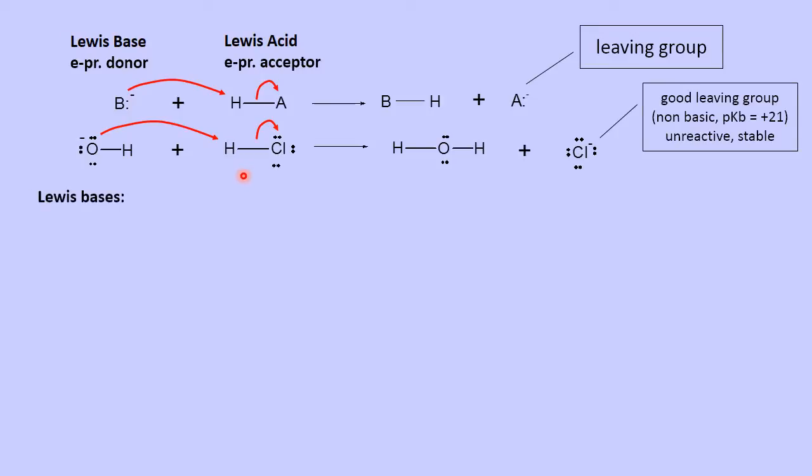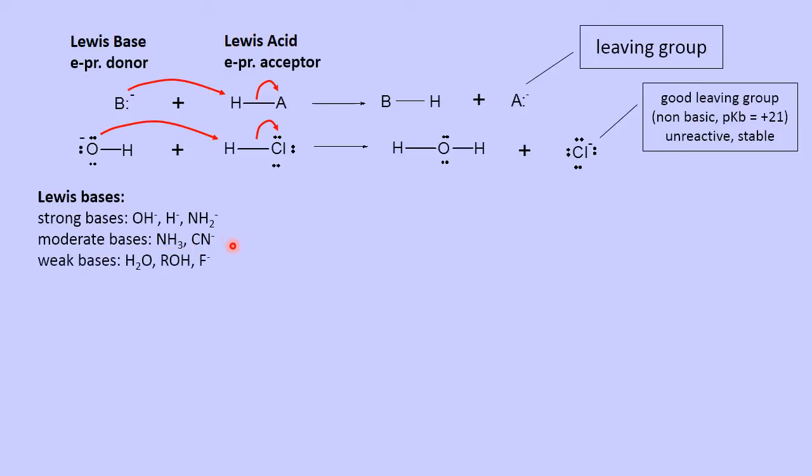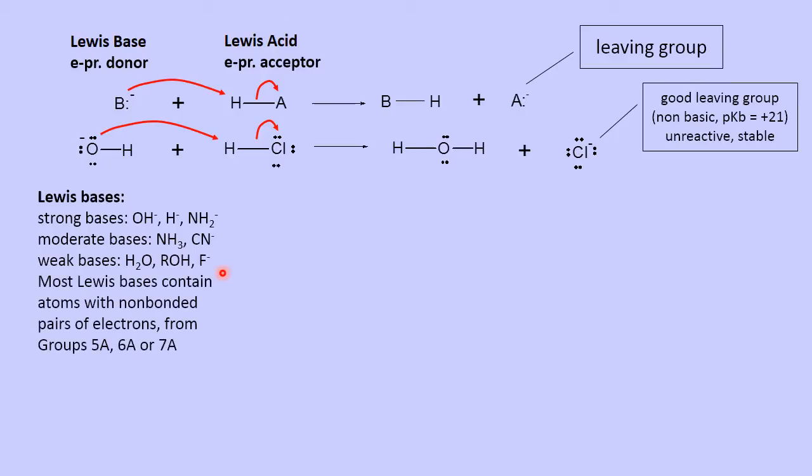Alright, so Lewis bases include what? Well, some of them are strong bases like hydroxide, hydride, and amide. Some of them are moderately strong bases like ammonia, pKb 4.8, and cyanide. And some of them are weak bases. Some are very weak, like water, alcohol, and fluoride, pKb 10.8. Most Lewis bases contain atoms with non-bonded pairs of electrons, and they are from group 5A, 6A, or 7A.